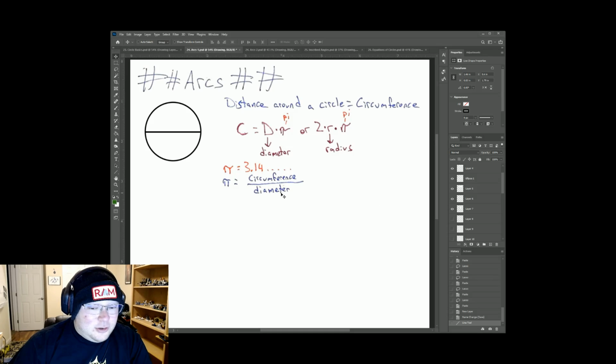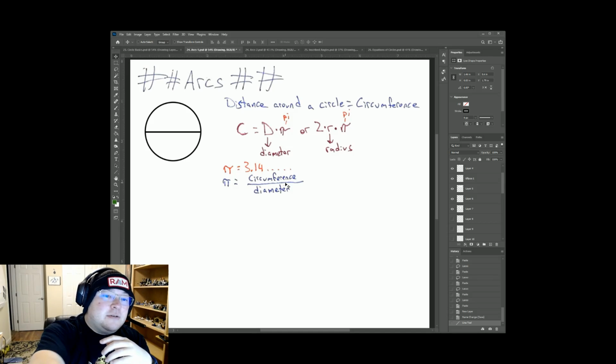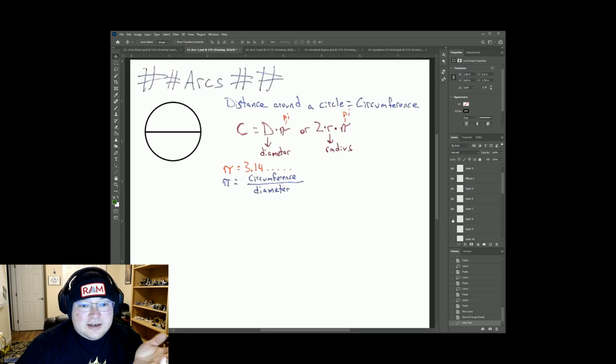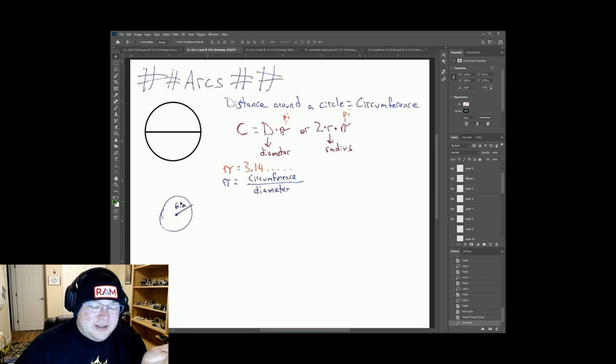Technically, what pi always is, is the circumference divided by the diameter. So for every circle in the whole world, no matter what, if you found the length, I'm pointing and you can't see what I'm pointing at, if you divide this distance around a circle by the length of its diameter, you'll always get 3.14, yada, yada, yada, every single time. So let's say I gave you this circle and said, hey, look, this is 6 inches.